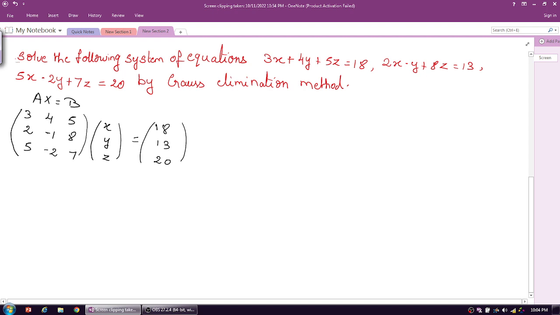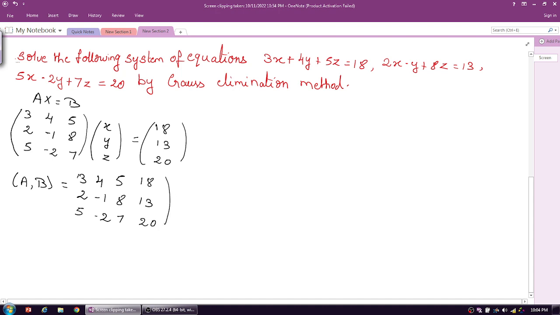So now we are going to do the Gauss elimination method. For that, first we will write an augmented matrix [A|B], which is nothing but combining this A matrix and B matrix into a single matrix. So you will get 3, 4, 5, 2, minus 1, 8, 5, minus 2, 7, and write down this matrix B: 18, 13, 20.